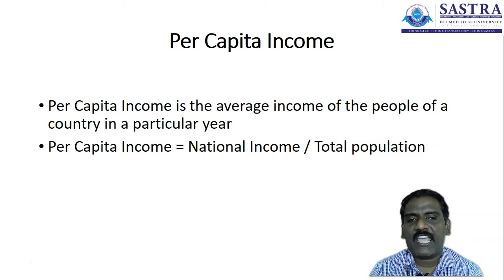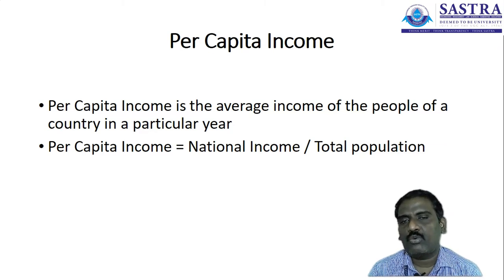The per capita income is the average income of the people of a particular country during a particular year. The per capita income is equal to national income divided by the total population of the country. It means simply we can say the per capita income is the total value of goods and services produced in a particular country during a given period of time, distributed among its population. So what is the overall population of the particular country? It is distributed. So per individual, the income distributed by the country is known as the per capita income.